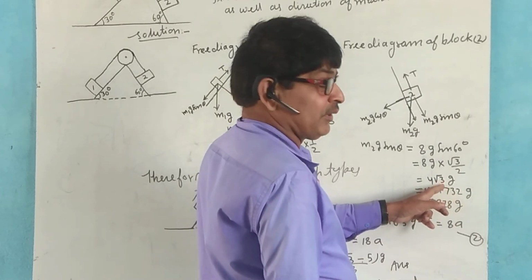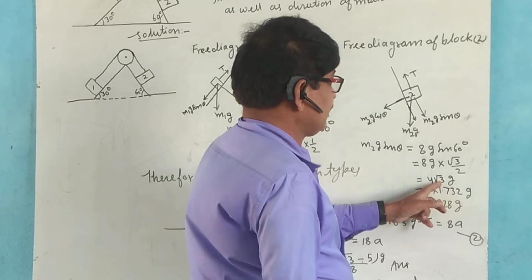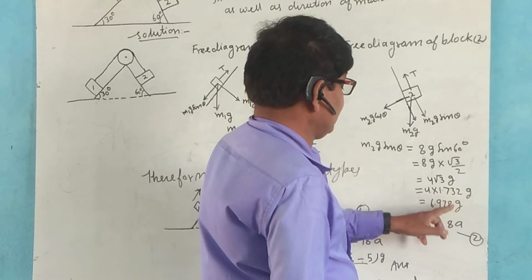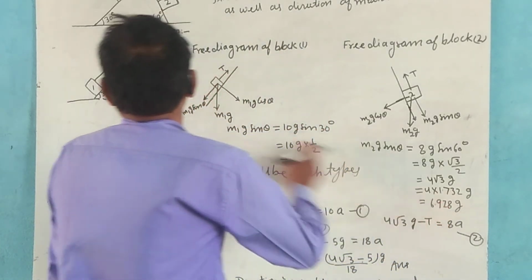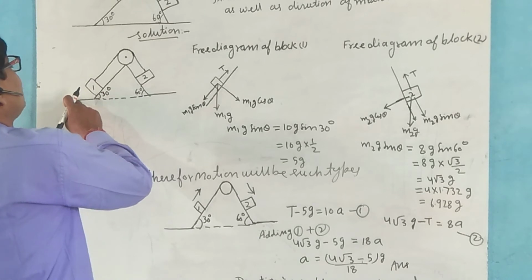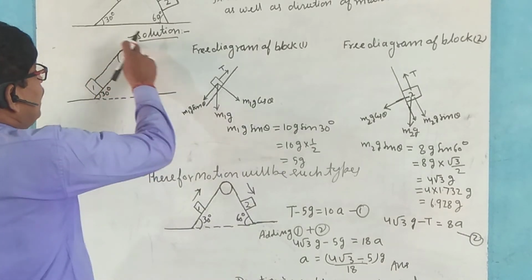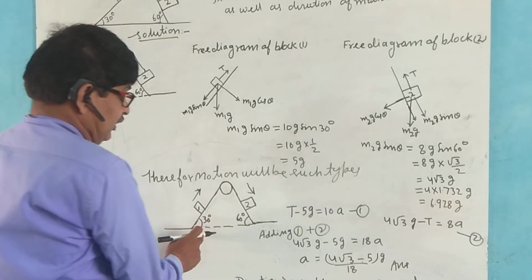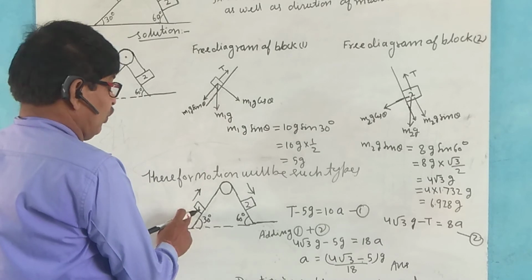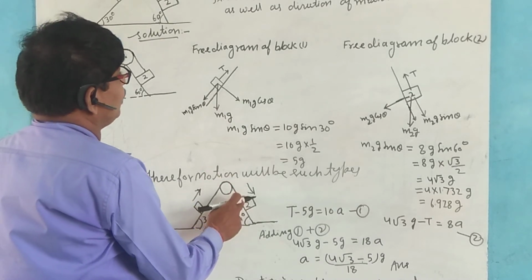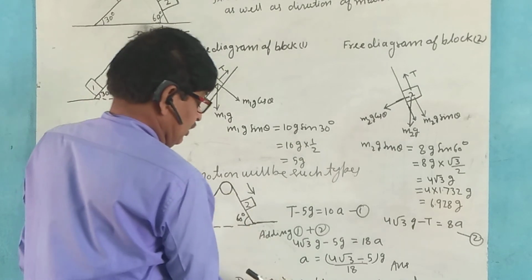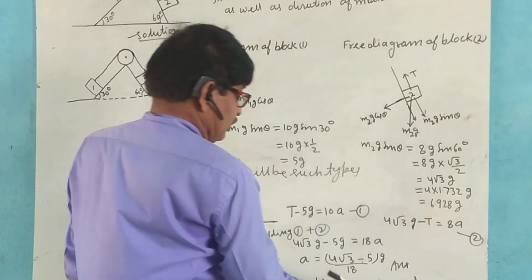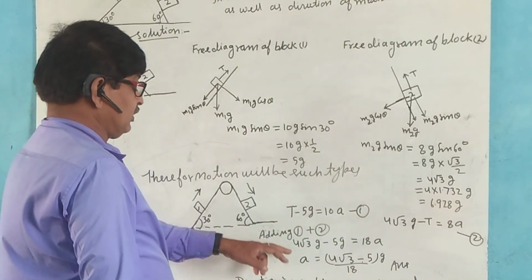This is the value of under root 3, and we get 6.927g. This force is greater than this force, so that the block moves toward this direction here. It means that the 10 kg block moves toward the M2, 8 kg block here. The 10 kg block moves toward the 8 kg block here, direction of motion and acceleration.